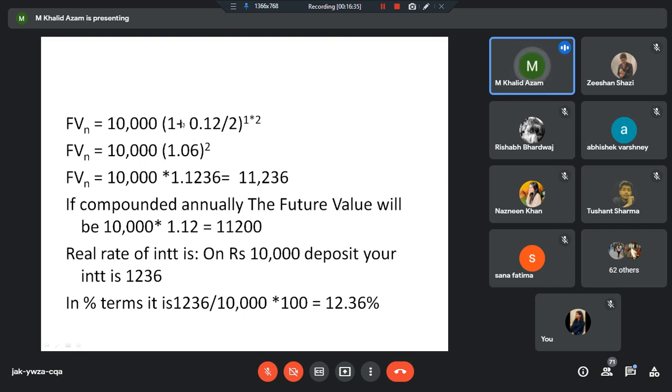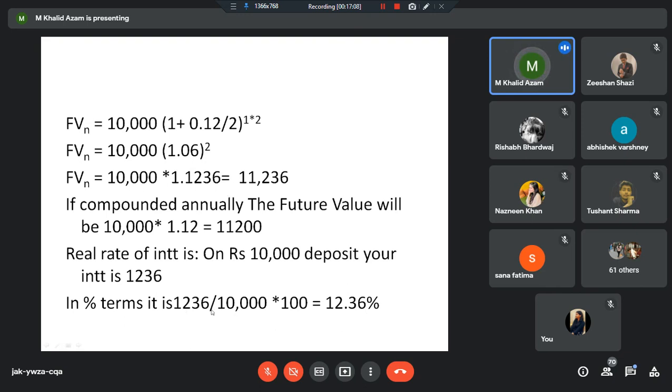If compounded annually, the future value will be 10,000 into 1 plus 0.12 to the power 1. Then in that case, it will become 11,200. How much additional are you getting? You are getting an additional 36 rupees. The real rate of interest on the 10,000 deposit, your total amount, is 11,236. In terms of its value, you are getting 12.36% return in place of 12%.